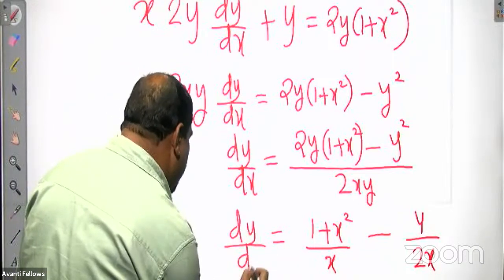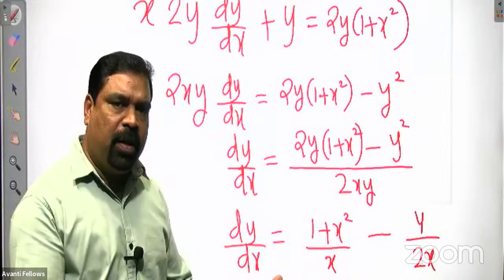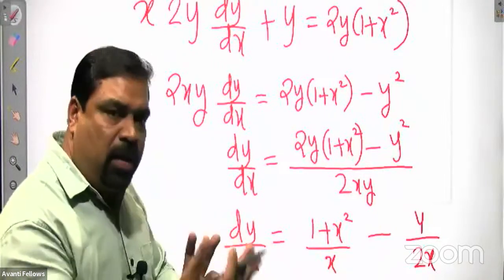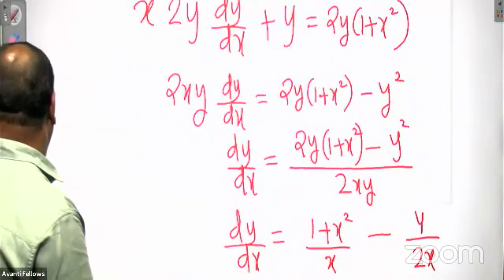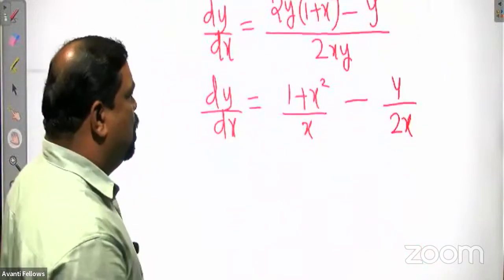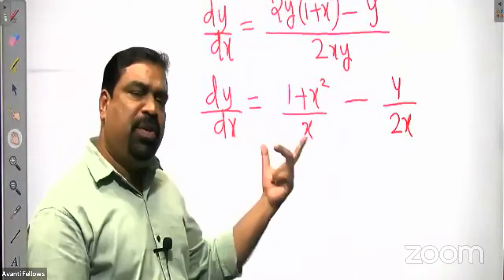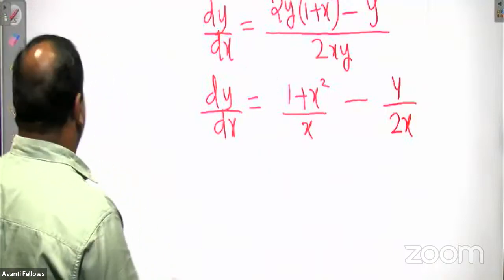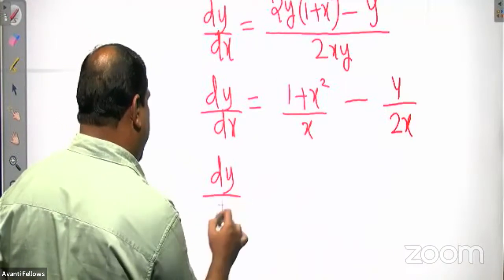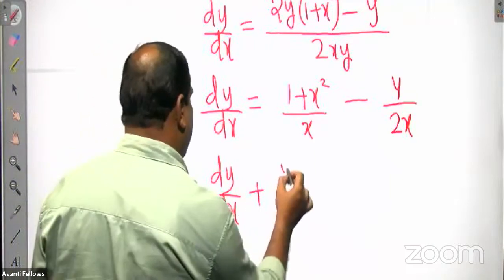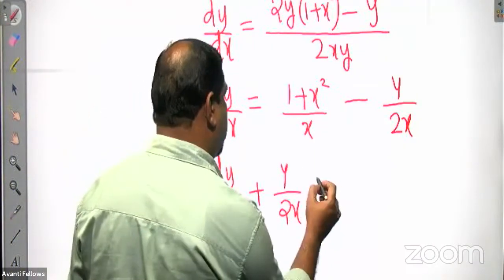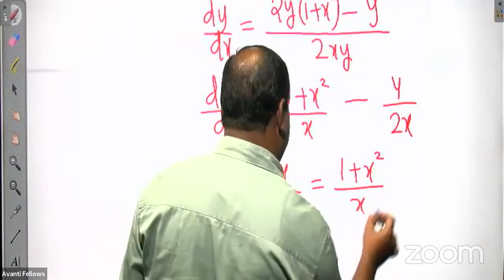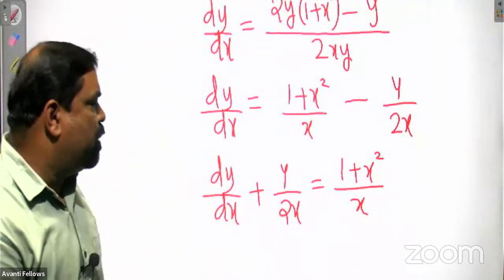So sometimes the differential equation may not be given so directly. This is an example actually. So we have to do some simplification and make it into one of the forms. Now again, almost we are reaching. Now you can say which type of differential equation is this one? We can bring this minus y by 2x to the left side. Then again, it will be more clear. So dy by dx plus y by 2x is equal to 1 plus x square divided by x.